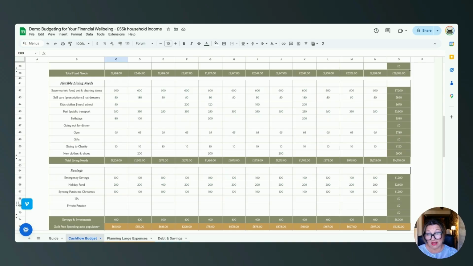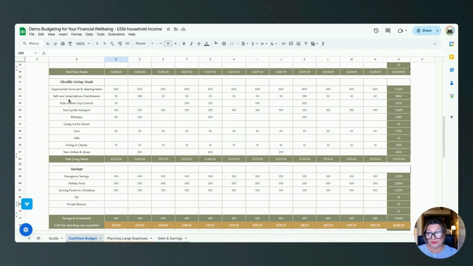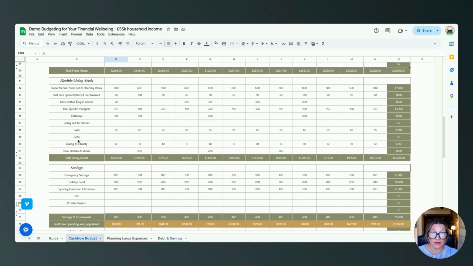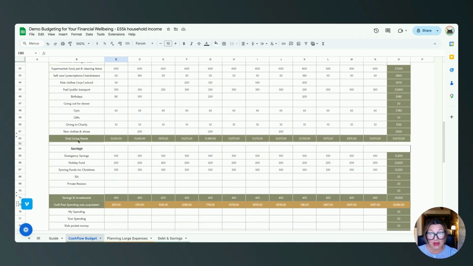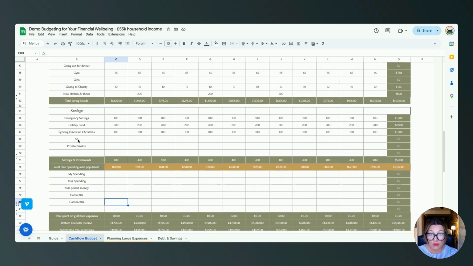The next section I like to look at is your flexible living needs, and that ranges from anything from supermarket, pets, cleaning items. I tend to buy most of mine all in one place. You probably do too. Self-care, prescriptions, hairdressers, kids things, gym, everything that goes into your lifestyle. It gives you a running total across there. And then what I've designed into this, just underneath the savings section, is a highlighted section called guilt-free spending, and this automatically populates like everything else does.